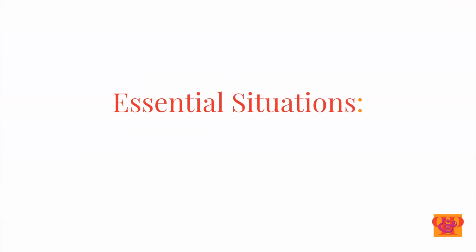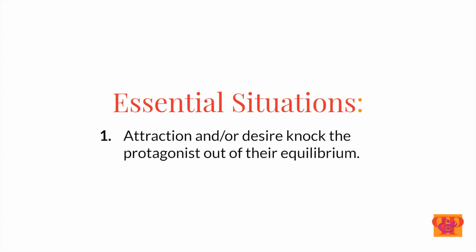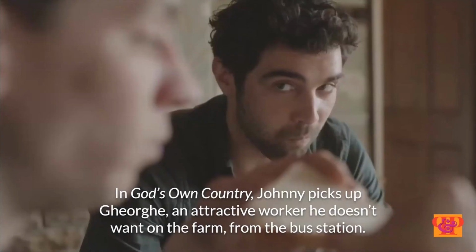And besides the setting, different situations serve different kinds of stories. Let's look at the 7 situations a love story must supply. First, attraction and/or desire knock the protagonist out of their equilibrium, either by enticing them towards a close relationship, threatening their comfortable present way of life, or both. In God's Own Country, Johnny's father forces him to pick up George from the bus station. And it turns out the unwanted migrant worker is an attractive young man.